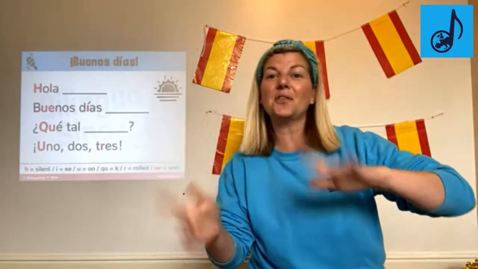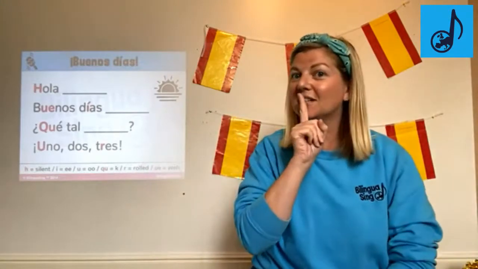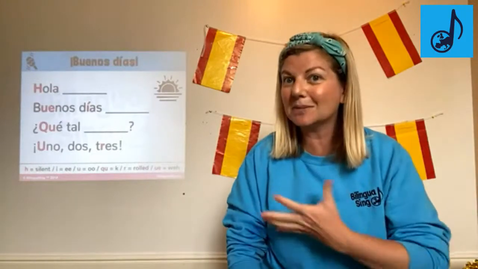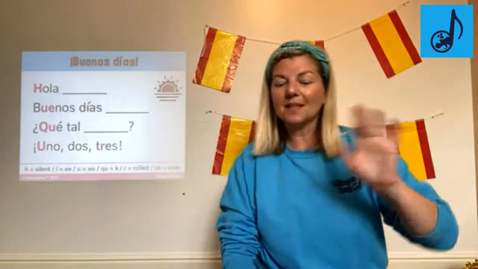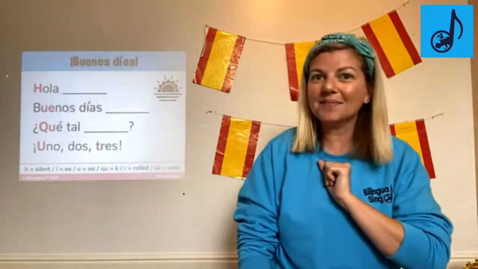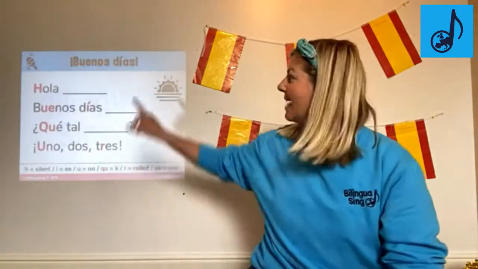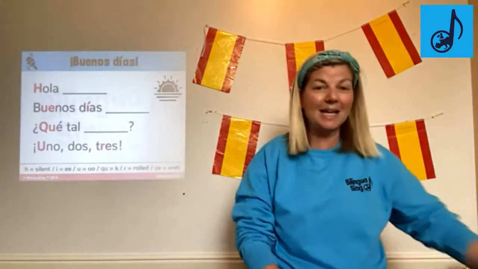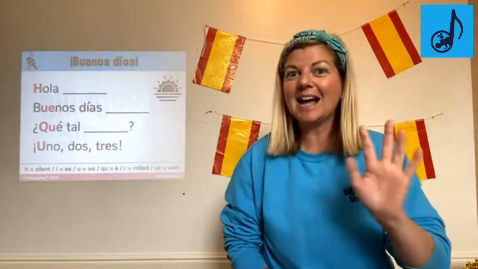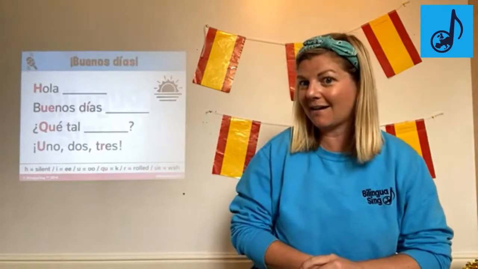So we're going to start off with that first word, and the H is in red because H's are silent. We're not going to pronounce that letter H. So we say hola, the H is silent, hola, hello, hola. And the gap here is for your child's name. So please drop some names into the comments so I can make a list and say hello to the people who are watching at home.